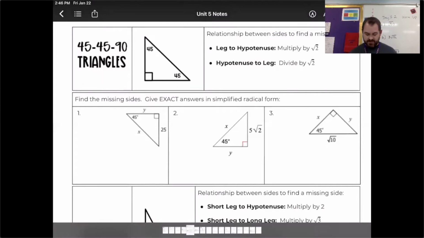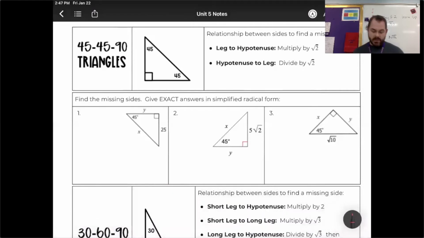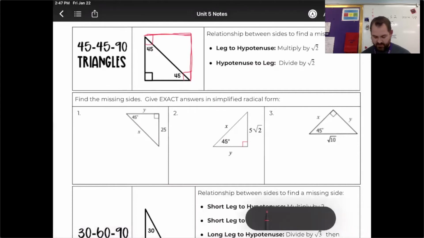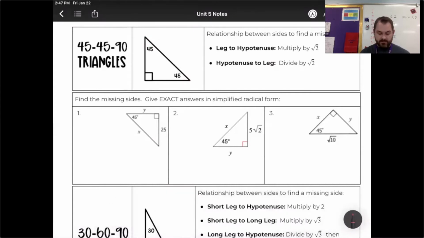Okay, the first one is called a 45, 45, 90 triangle. Now, let me explain where that comes from. When I take a square and I cut it in half with the diagonal like this, I'm splitting two right angles here to get 45 angles for each half, right? So when I cut a square in half, I get this special right triangle called a 45, 45, 90. That's because each of the acute angles is 45 degrees and then you have a right angle.